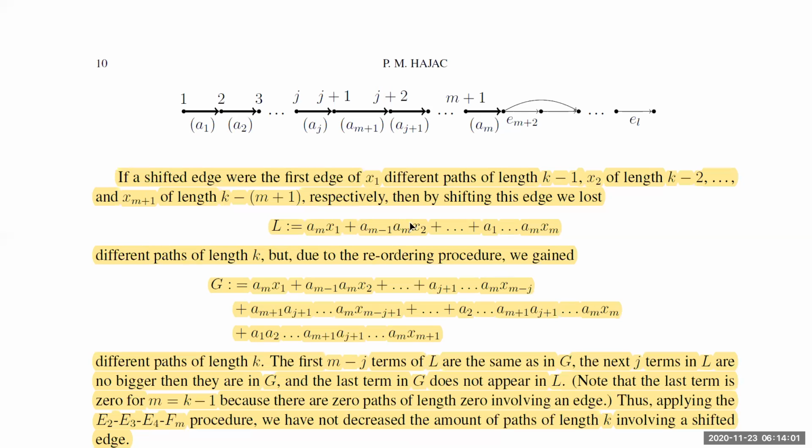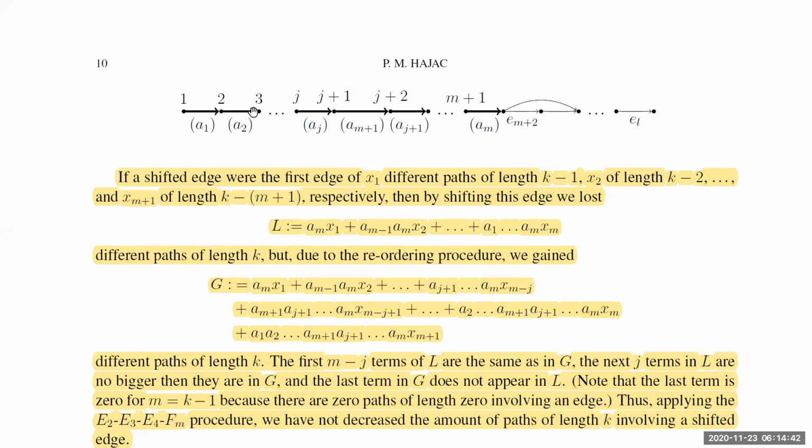Sorry. No. We already argued that if M is the biggest number strictly smaller than k, which is k minus 1, then m plus 1 is just the path of length 0. And there are 0 paths of length 0 having the shifted edge as its first edge, because the path of length 0 has no edges. So then this term vanishes. If m is equal to k minus 1, then this term vanishes. And you can see why. Because if m is equal to k minus 1, then you cannot involve this shifted edge.